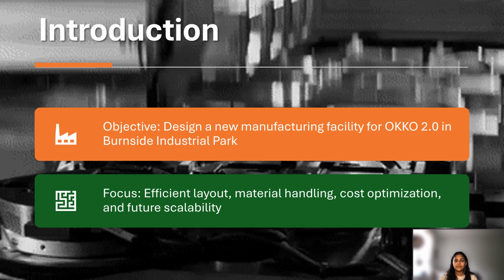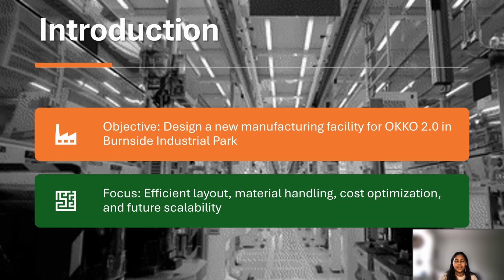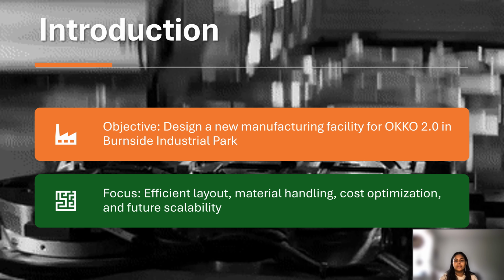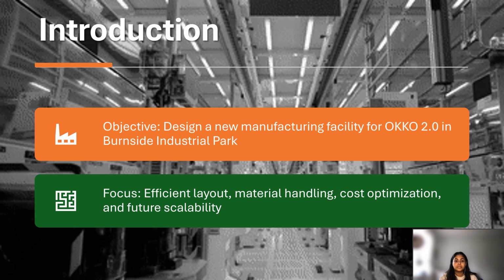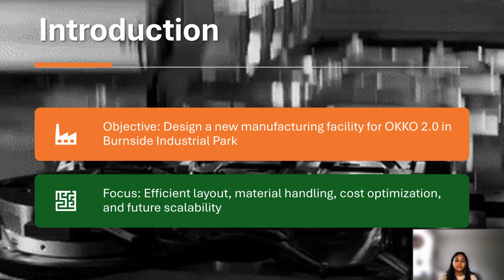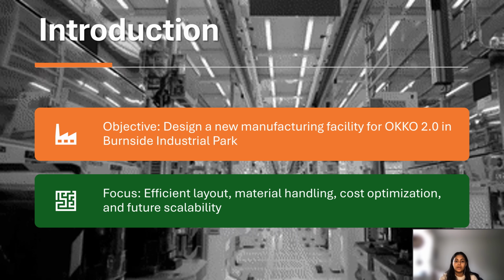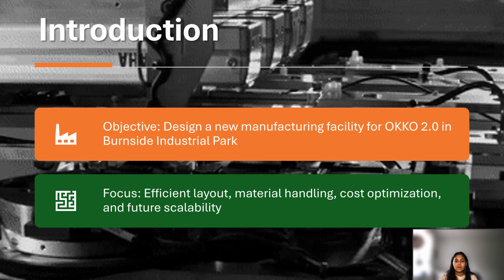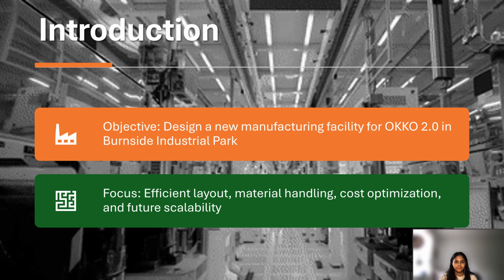This project was focused on designing a brand new manufacturing plant for OKKO 2.0 located in Burnside Industrial Park. The goal was to develop a layout that is not only cost efficient and space optimized, but also scalable to meet future growth. Throughout this presentation, we'll show how our layout accommodates efficient material flow, a logical machine setup, and comprehensive infrastructure from warehousing to parking and office space.